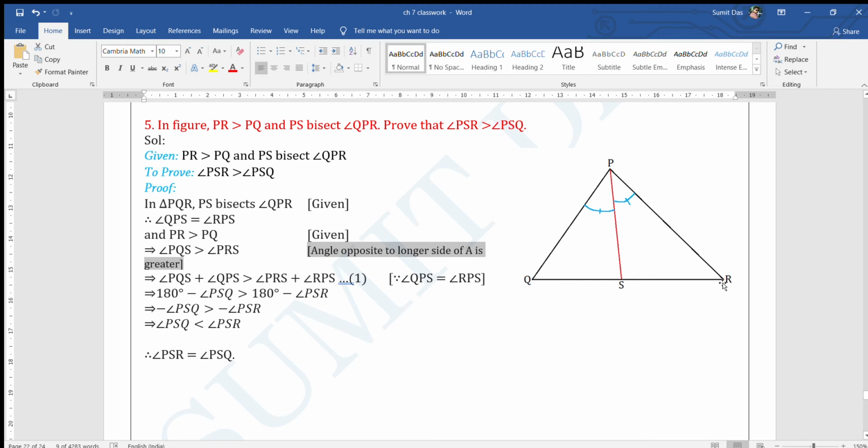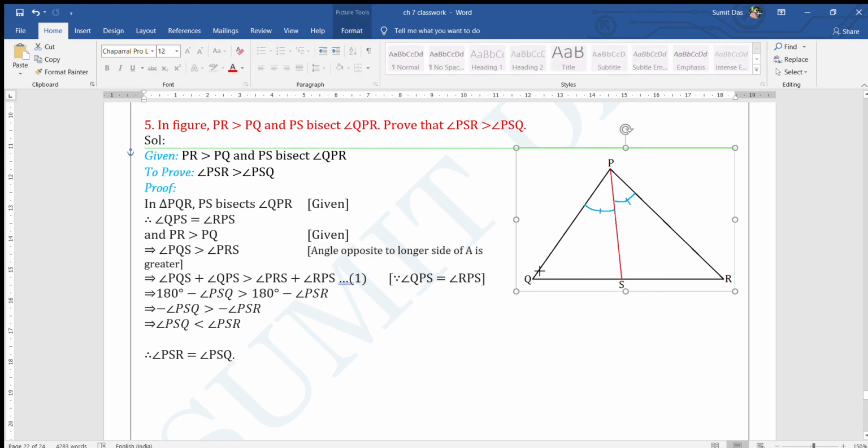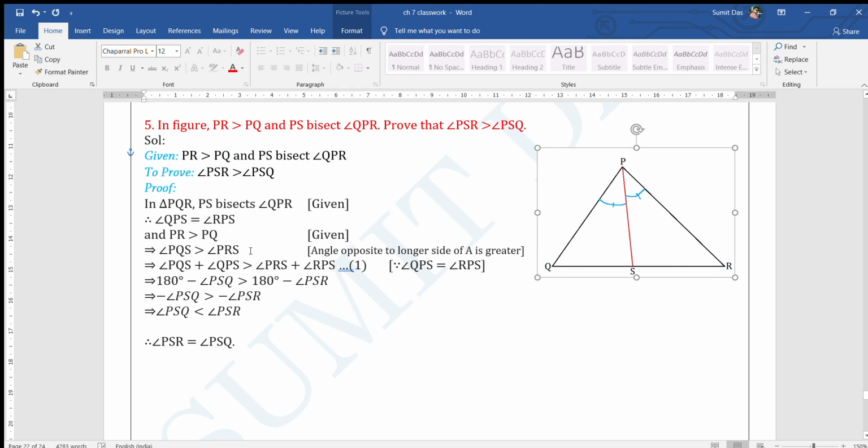So that is what we wrote, that PR greater than PQ. So PR opposite side is PQS, and we can write PQS as PQR also, because PQR and PQS are the same angle. Similarly PRS and PRQ are the same angle. Okay, now on both sides I'm adding: on the left hand side we are adding QPS, and on the right hand side we are adding RPS, because both are equal. We already got that. Okay, both are equal.